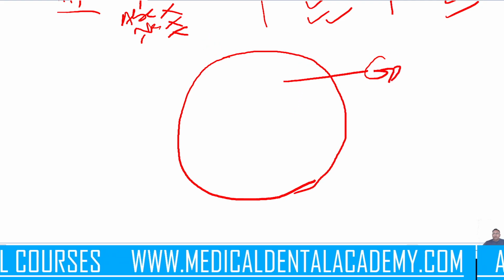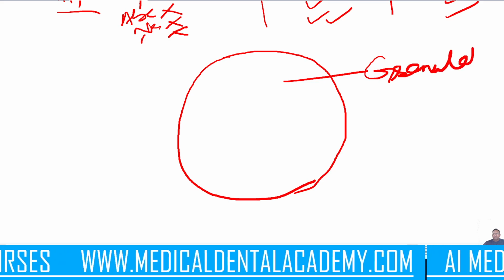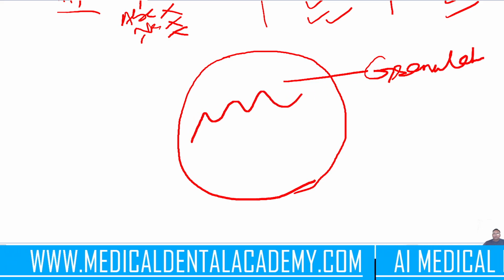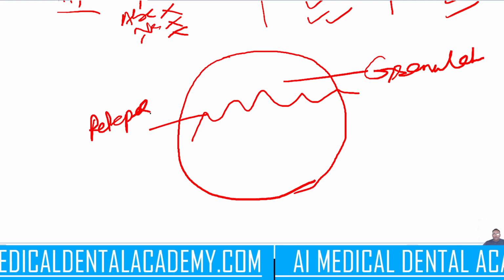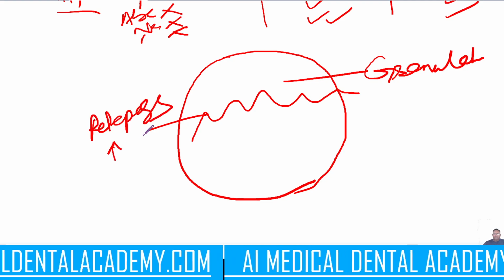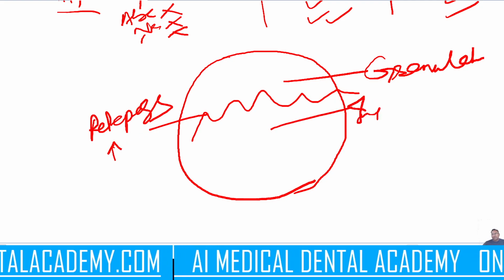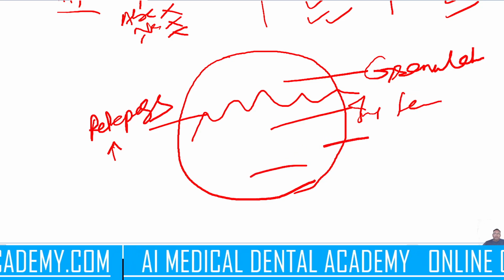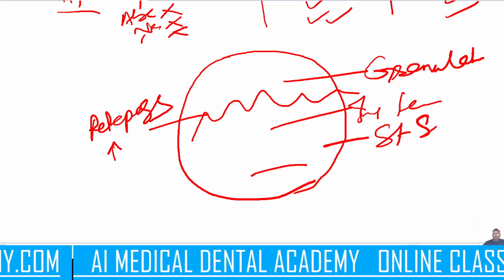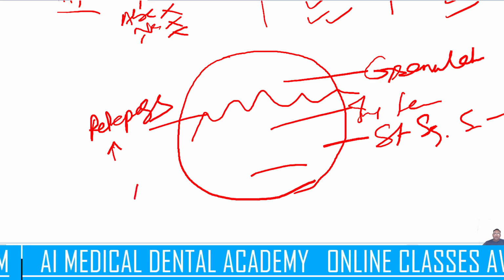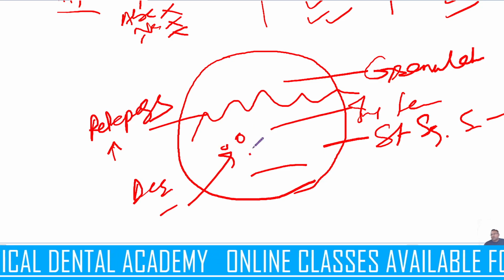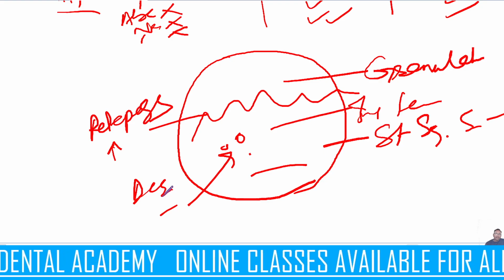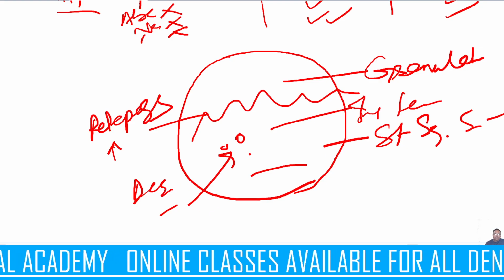First you write granulation tissue, then rete pegs are well formed, then inflammatory cell infiltrate, stratified squamous epithelium, desquamated cells. So in this way you have to draw the diagram and write in your exam.